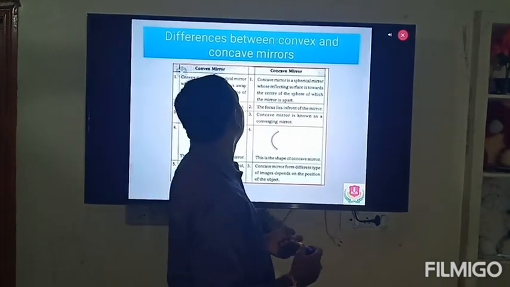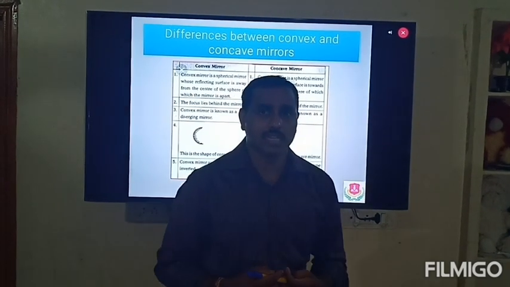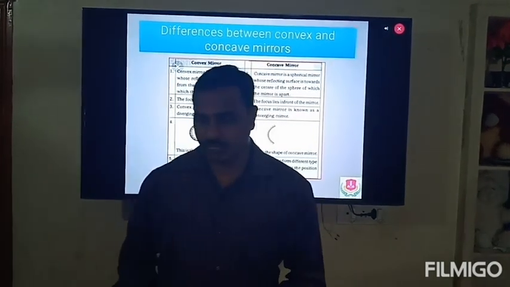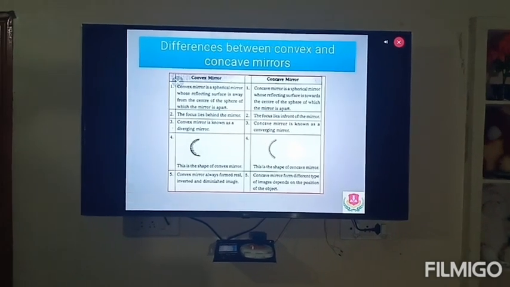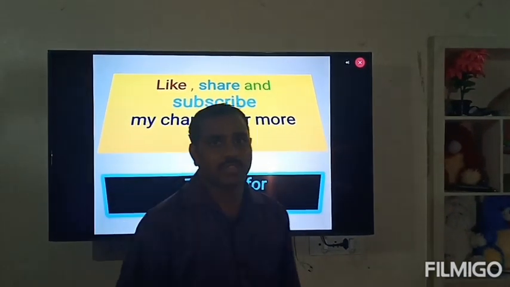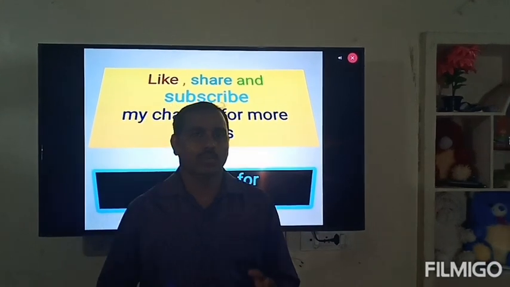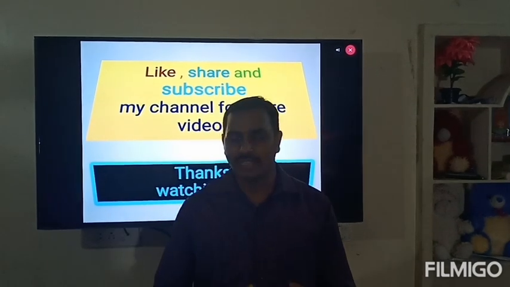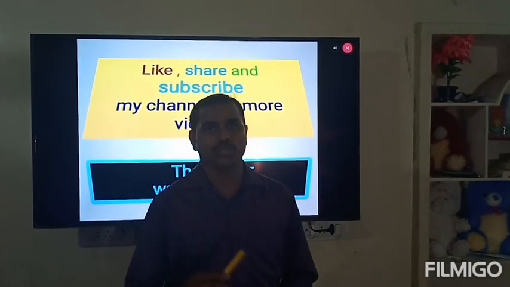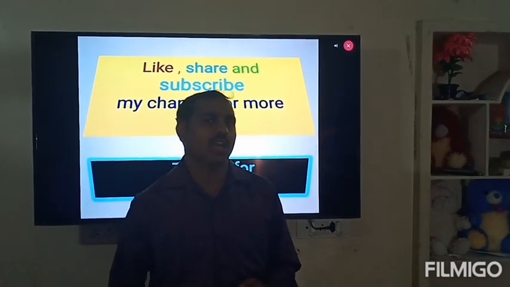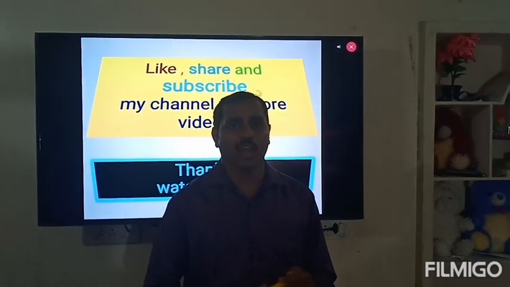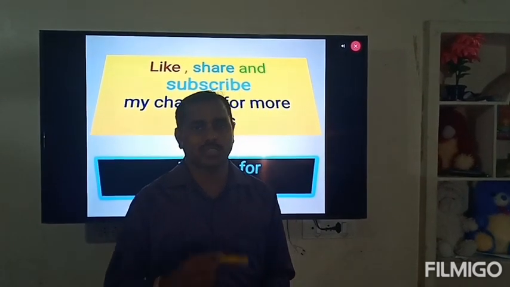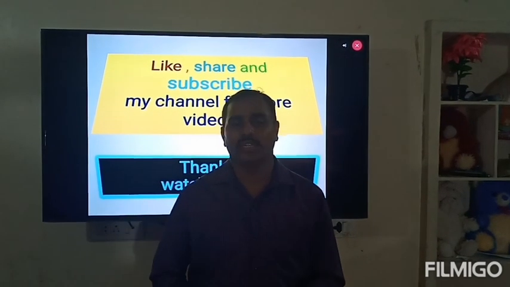Okay children, up to these differences between convex and concave mirrors, today's session we are going to end. Before ending this session, we want to recall one or two points. In today's session, we discussed the rules of ray diagrams and how to draw ray diagrams for the formation of images in the concave mirror and also in the convex mirror. And we discussed the differences between convex and concave mirrors.